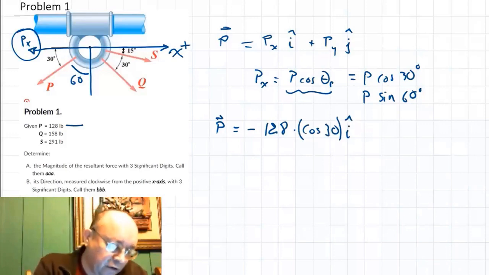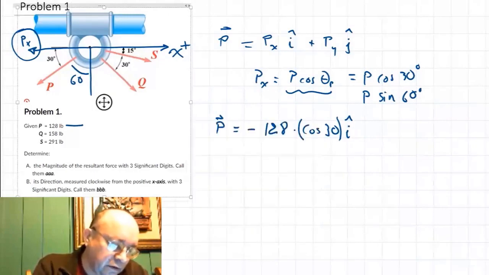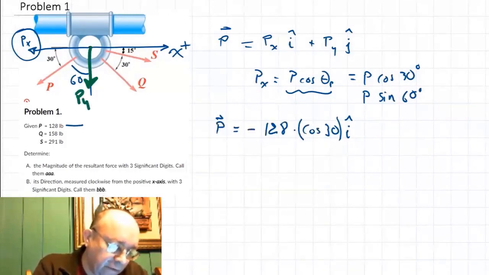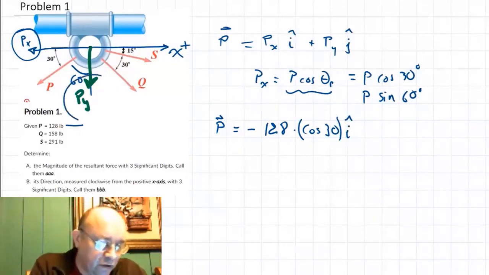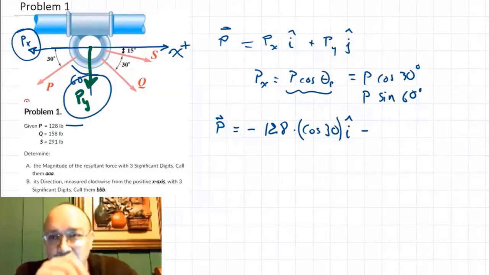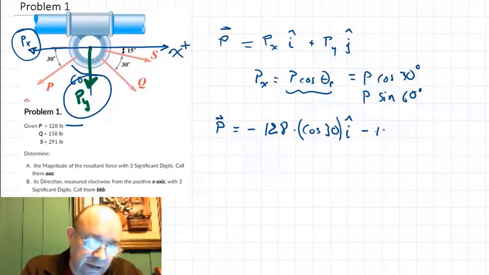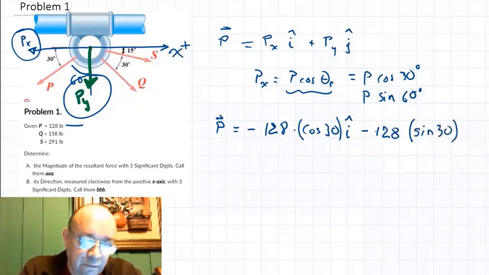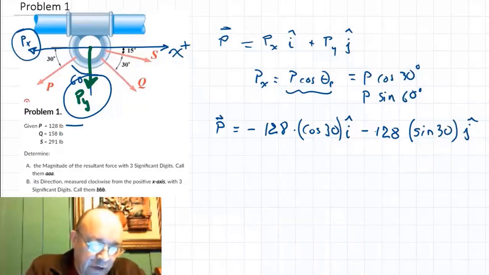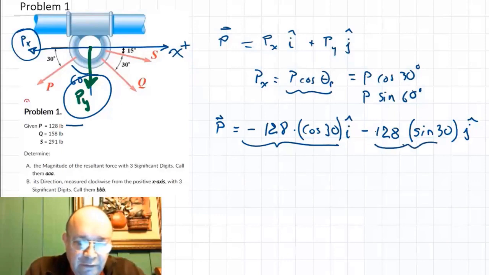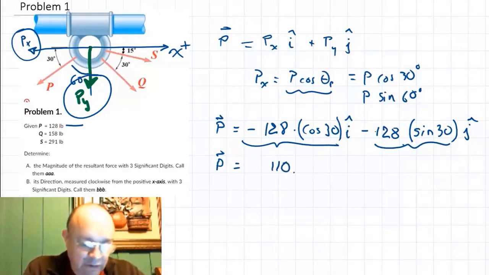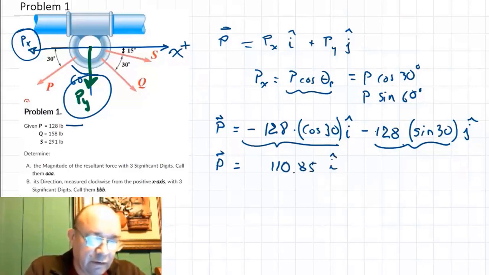And then we have the component of P in the vertical direction. This will be Py. Py is also going down, so it's also negative. You have to put the negative manually. So you have minus 128 sine of 30 j. That will give you some number here and some number here: minus 110.85 i, minus 128 times sine 30 equals minus 64 j. All right.